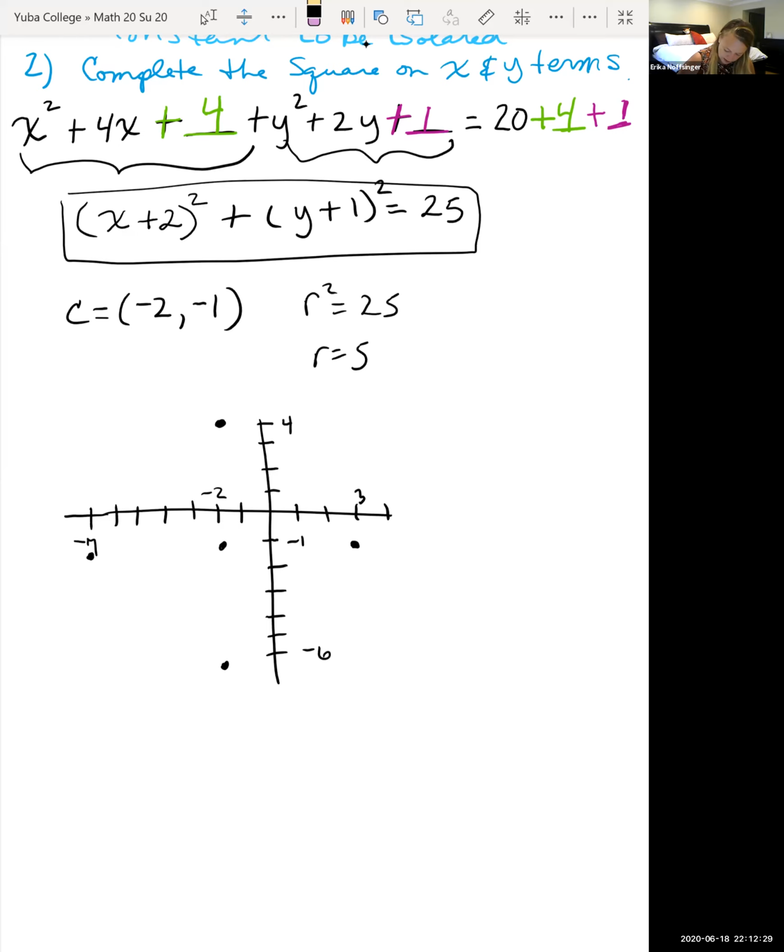And then draw your circle if you can. It's not the best, but you get the gist.